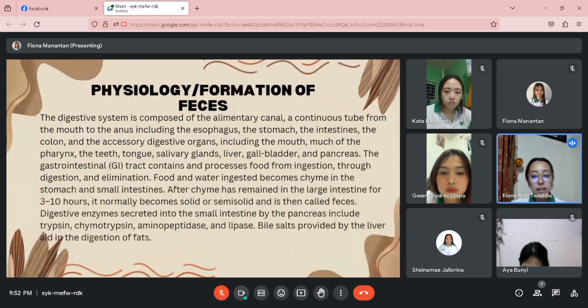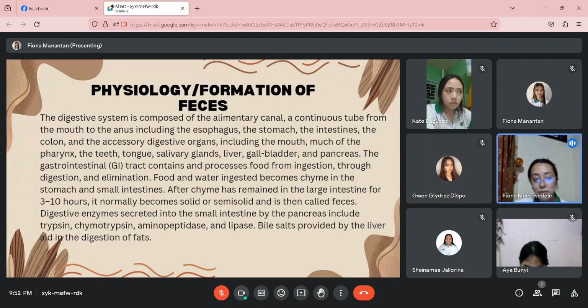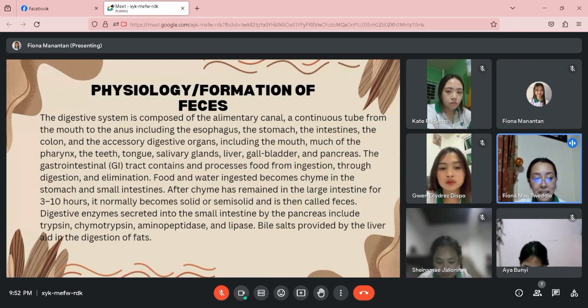Now, let us discuss how feces are actually formed in the body. We know that feces are formed from our digestive system. Our digestive system is composed of the alimentary canal, which is a continuous tube from our mouth to the anus and includes the esophagus, the stomach, the intestines, the colon, and our accessory digestive organs, including the mouth, pharynx, the teeth, tongue, salivary glands, liver, gallbladder, and pancreas.